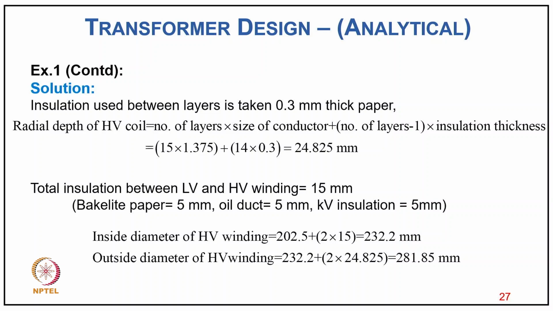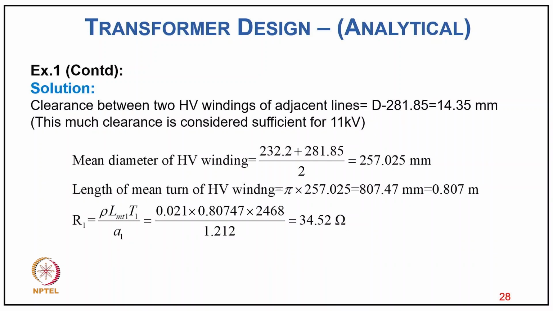Inside diameter of HV winding, putting value, this 202.5 plus 2 into 15, that comes to 232.2 millimeter, and outside diameter of HV winding is 2. Putting value, it comes to 281.85 millimeter. Now clearance between the two HV windings of adjacent limbs comes around 14.35 millimeter, and this much clearance is considered sufficient for 11 kV.